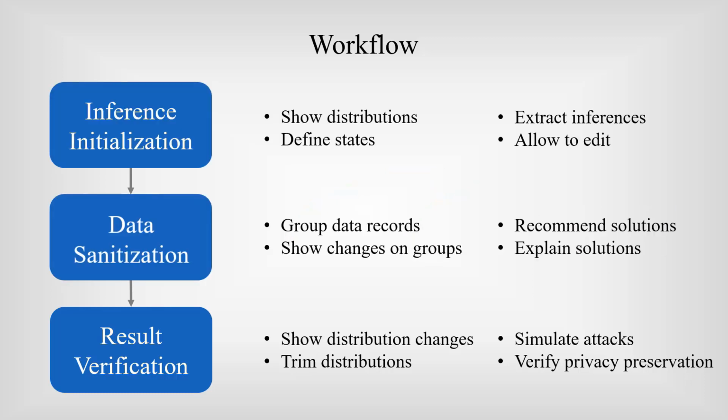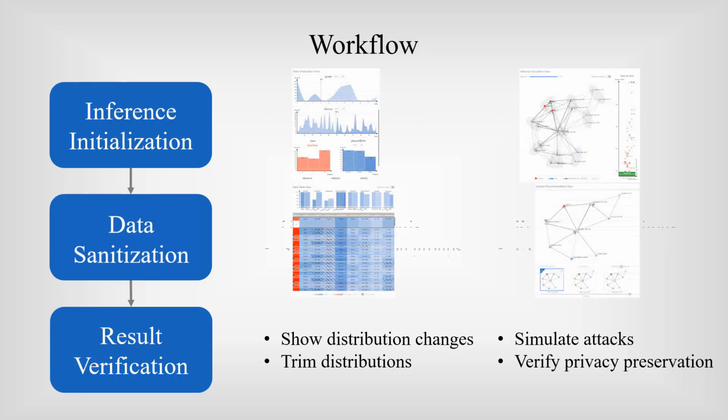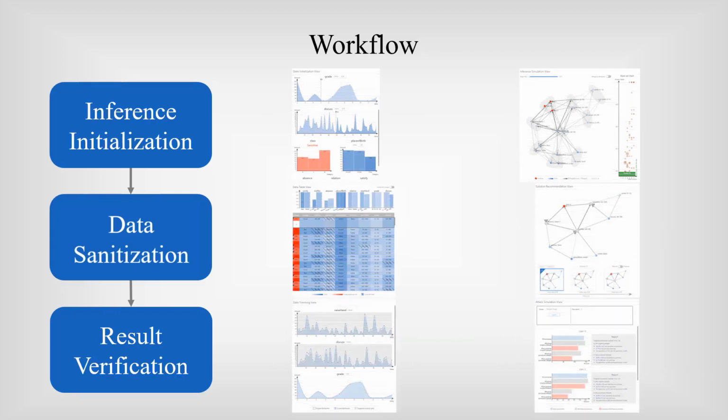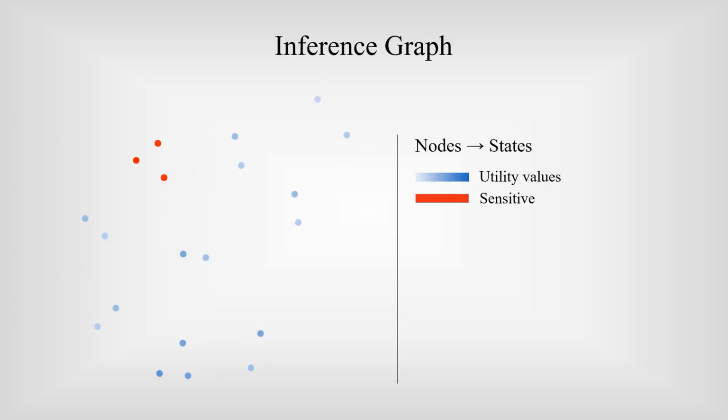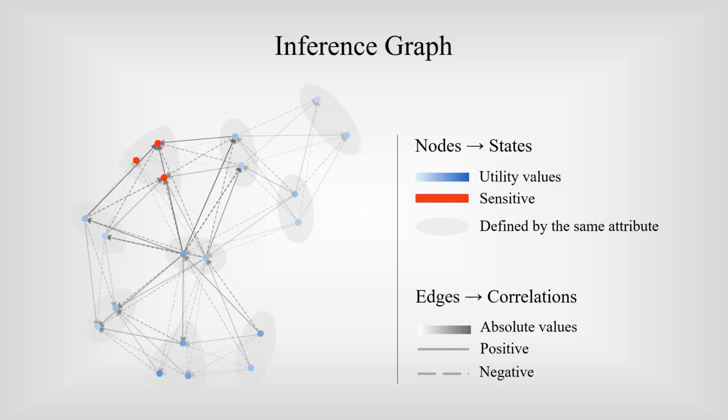We design a corresponding interface for each stage. Since we process along 3 stages, our system has 3 main interfaces. We start by employing an inference graph to simulate adversaries' inference bases. Here, nodes refer to states. We label states defined by the same attribute via convex holes. Edges between nodes depict underlying inferences, which may potentially be employed by adversaries.